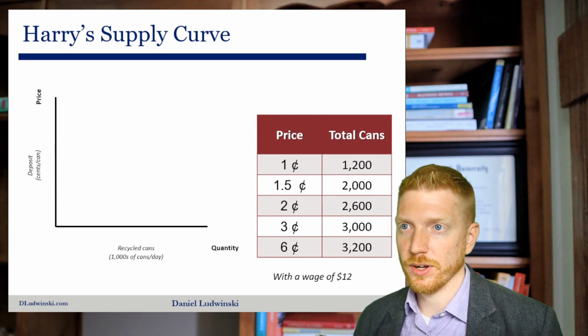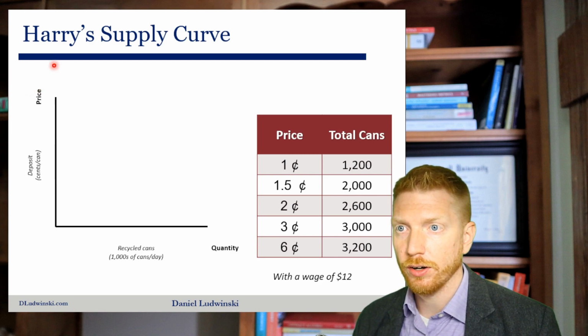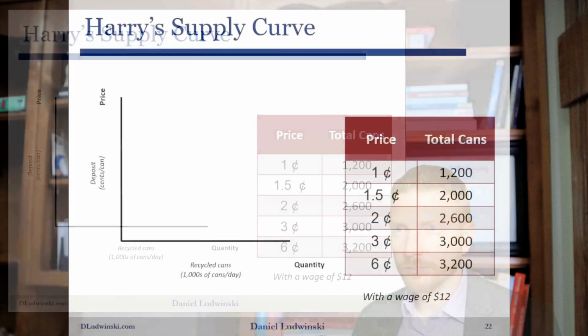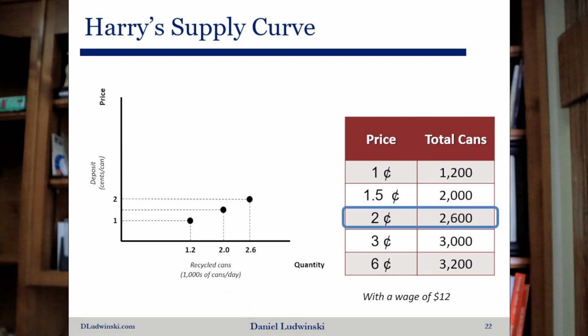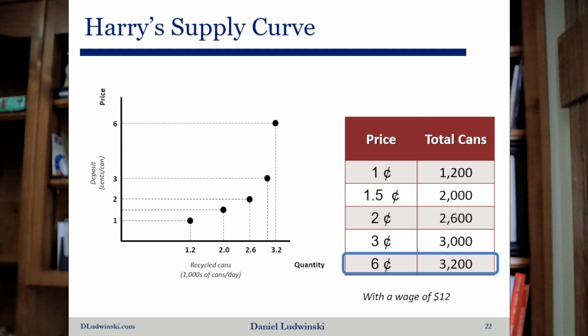We can graph those, and we're going to put price on our vertical axis. Here is 1 cent leading to 1,200 cans, 1.5 cents leading to 2,000. This is thousands of cans on our quantity axis here. 2 cents leading to 2,600, 3 cents leading to 3,000, 6 cents leading to 3,000. What we have here is a relationship between price and quantity supplied.